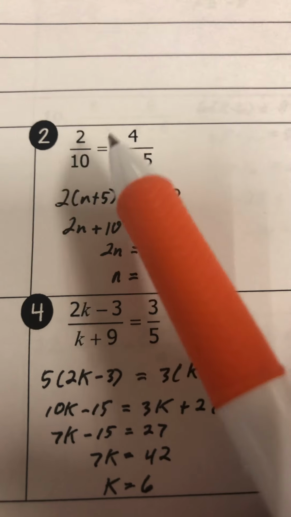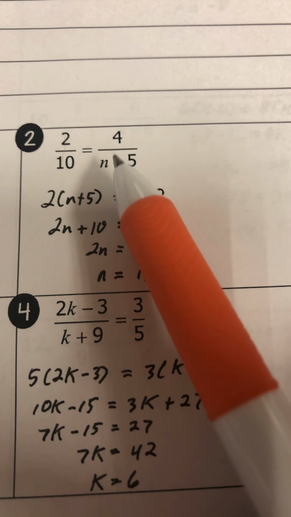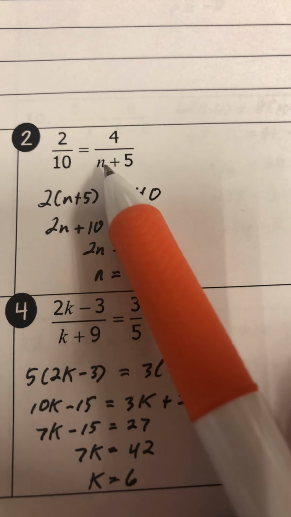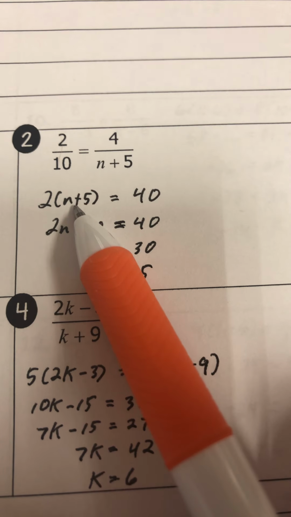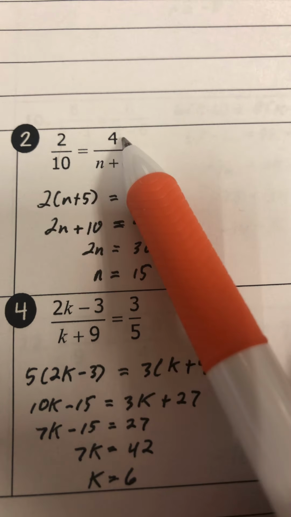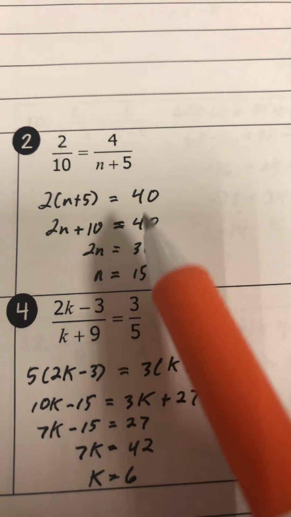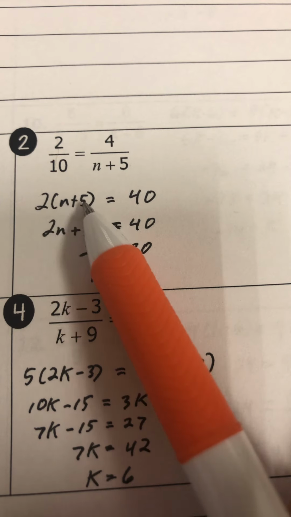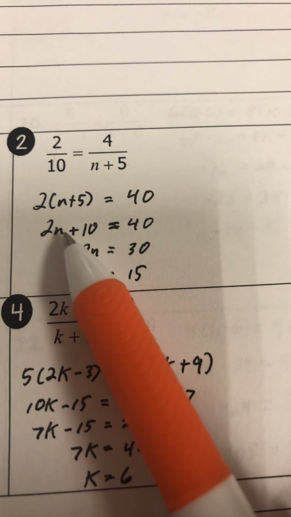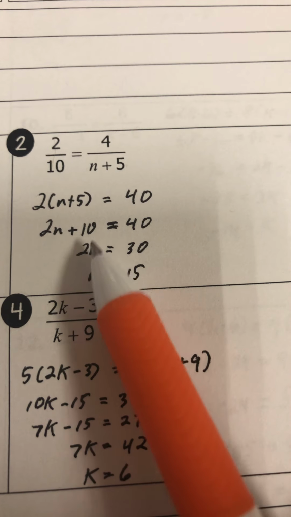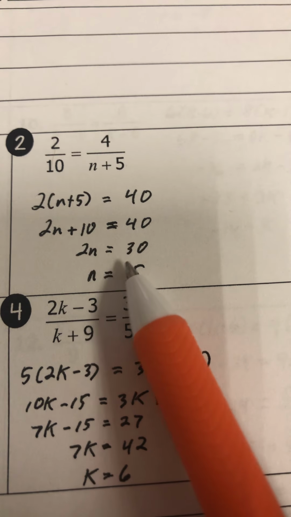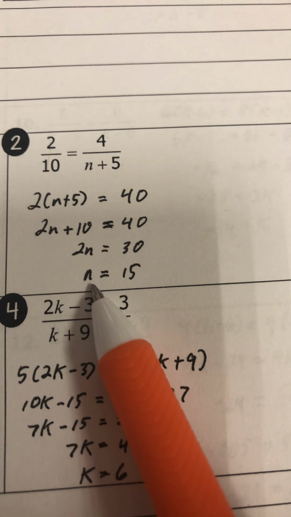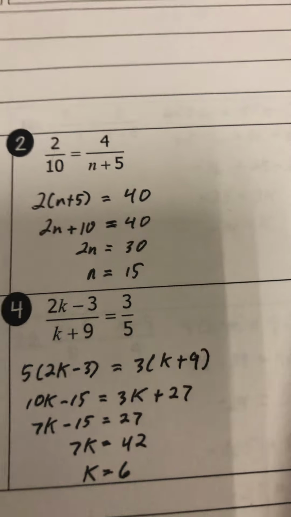Okay, here we go. We're solving proportions, so we're cross multiplying, all right? So this 2 is going to be times n plus 5. That's why I have it written here like this. And 10 times 4 is 40. So I use the distributive property. 2 times n is 2n. 2 times 5 is 10. And so I have 2n plus 10 equals 40. I subtract 10 from both sides. I get 2n equals 30. I divide both sides by 2. I get n equals 15.